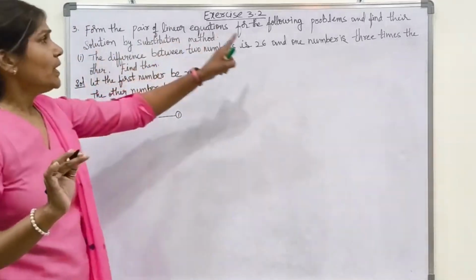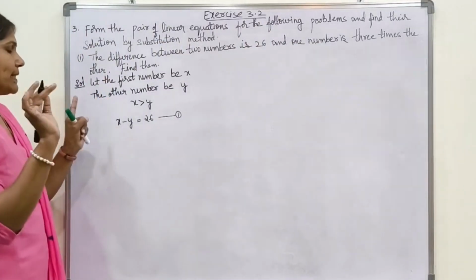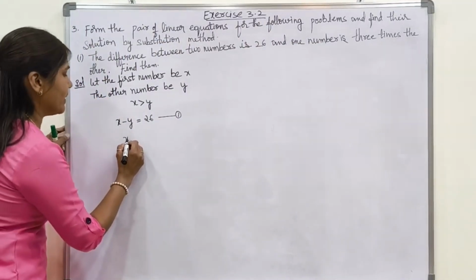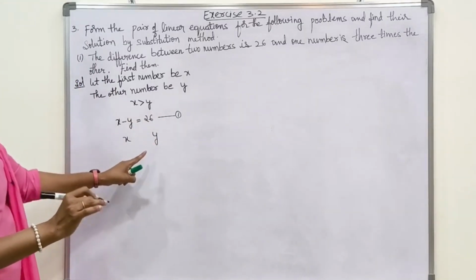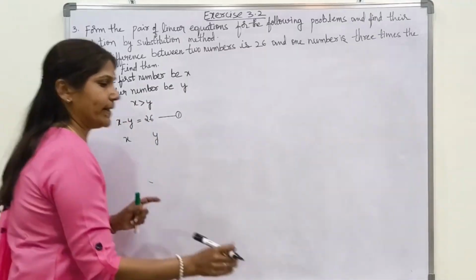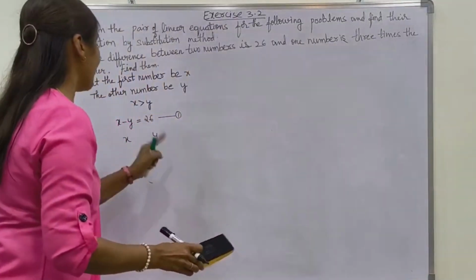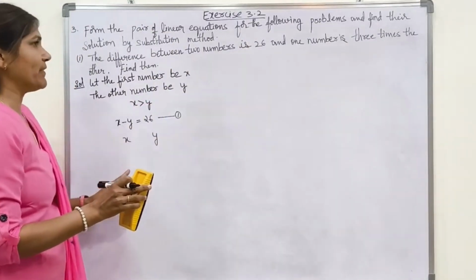Next, one number is 3 times the other number, find them. See here, one number is x and the other number is y. One number is 3 times the other number. This is the big number, this is the small number. Actually, this is 3 times. We are taking x and y; you will understand the sentence and form the equation.